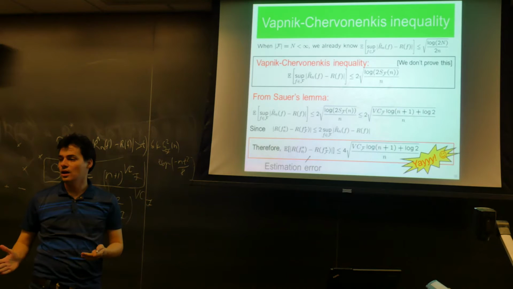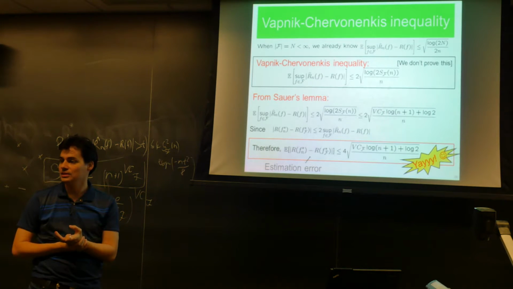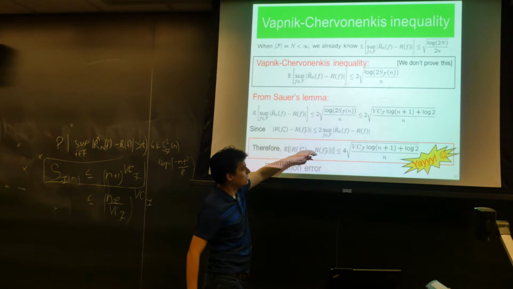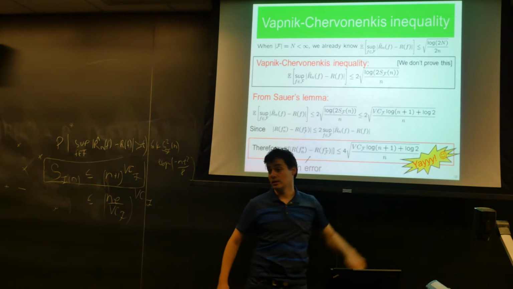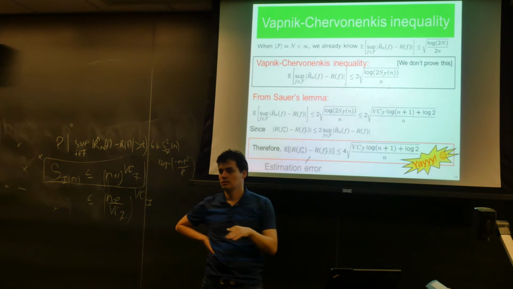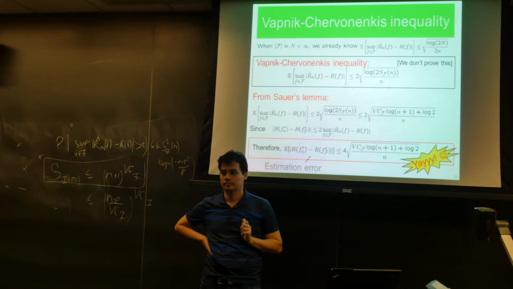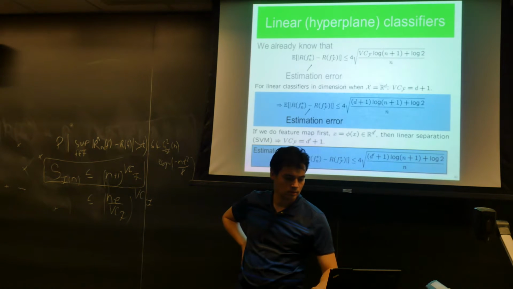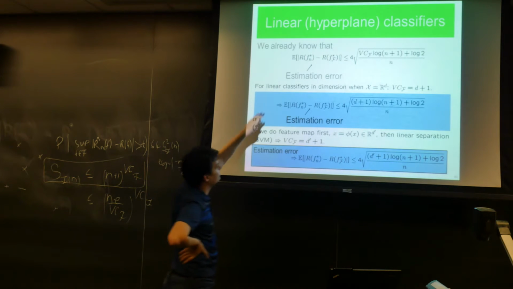So what we can see now is, if you have a fixed VC dimension, even if the function class has infinitely many elements, but the VC dimension is finite, then the estimation error, if you use empirical risk minimization, is going to 0 with square root of n rate. Any question on this? All right, so this is what we know.